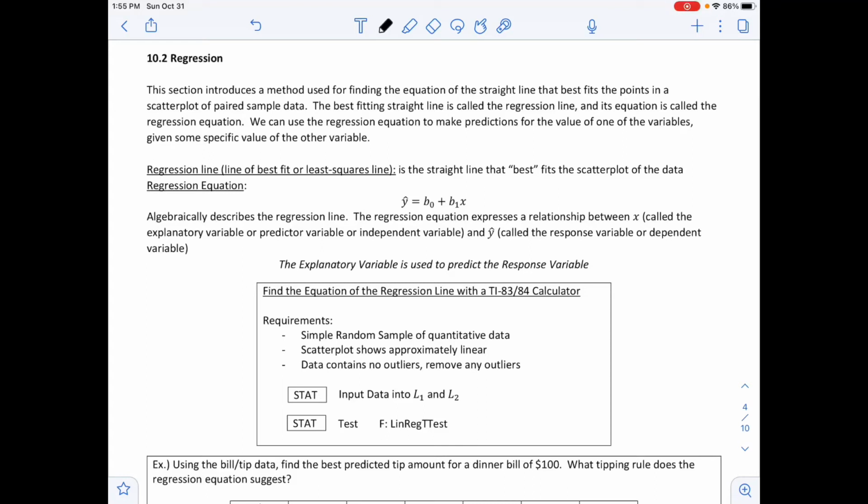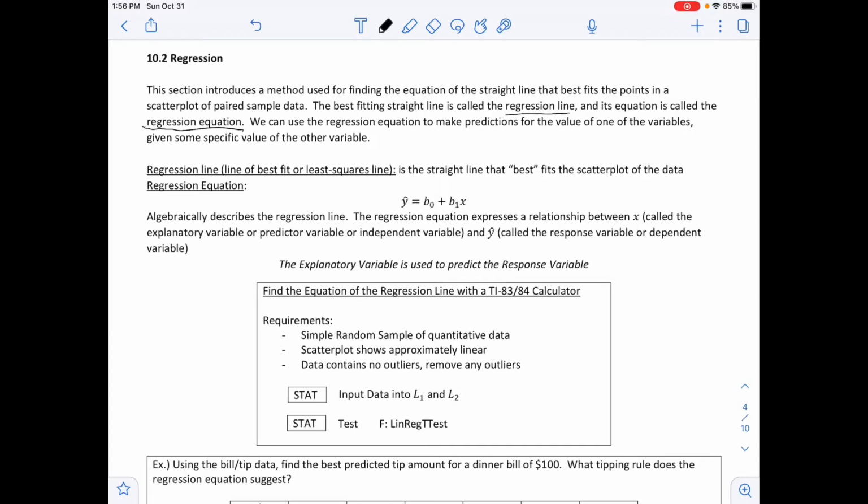We are in Chapter 10, Part 2. Section 10.2 is Regression. This section introduces a method for finding the equation of a straight line that best fits the points in a scatter plot of paired sample data. The best fitting straight line is called a regression line, and its equation is called the regression equation. We can use the regression equation to make predictions for the value of one of the variables given some specific value of the other variable.